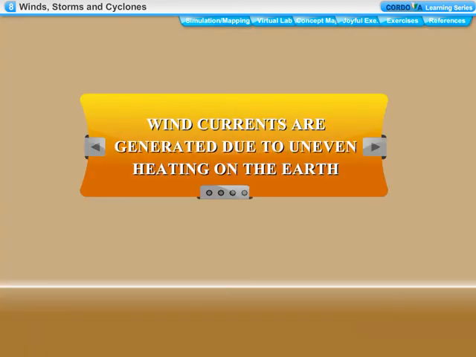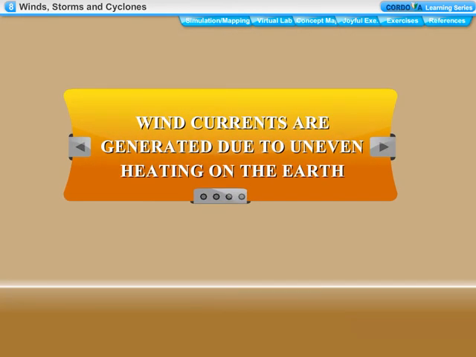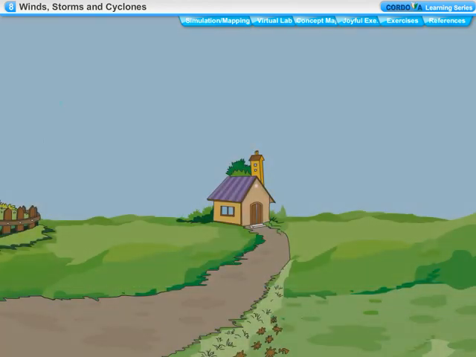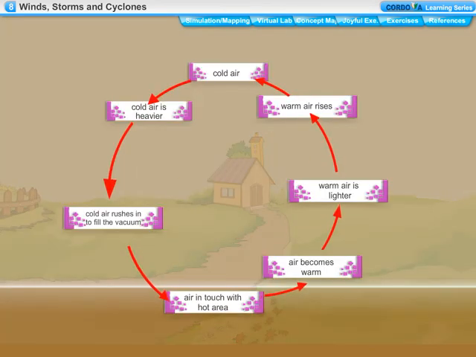Wind currents are generated due to the uneven heating on the earth. The air pressure at that place is lowered. The cold air from the surrounding areas rushes in to fill its place. Air moves from the regions of high air pressure to regions of low air pressure in the atmosphere. The greater the difference in air pressure, the faster the air moves. Thus, wind currents are generated due to unequal heating on the earth.